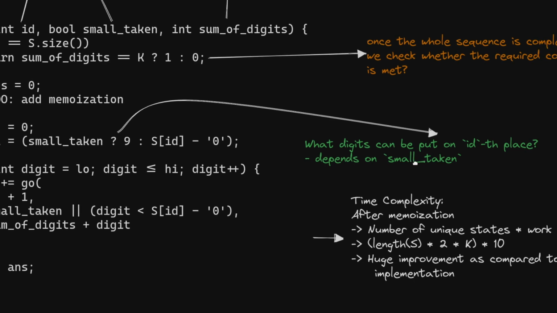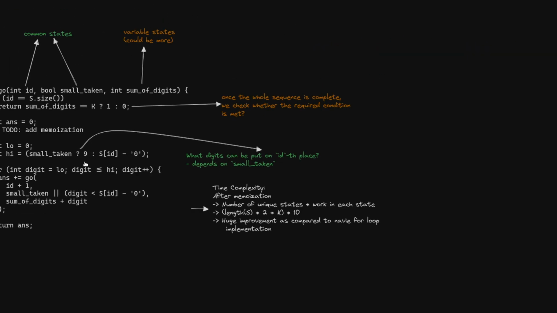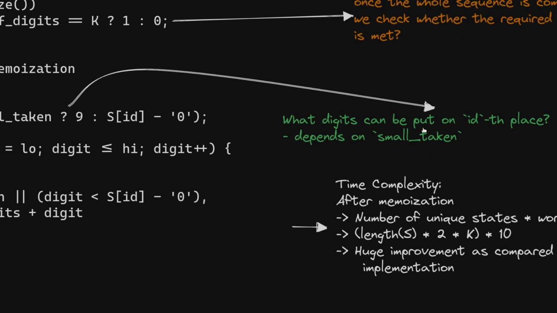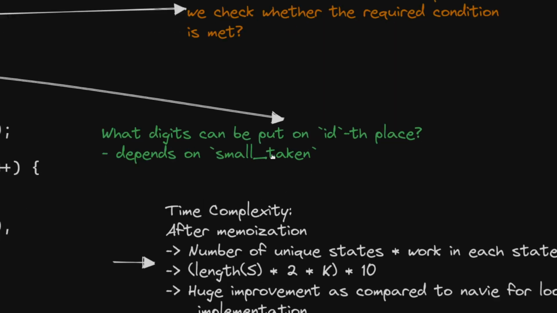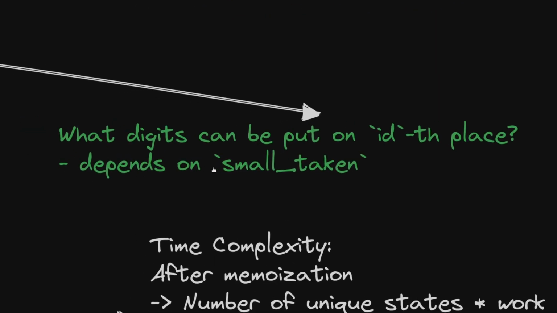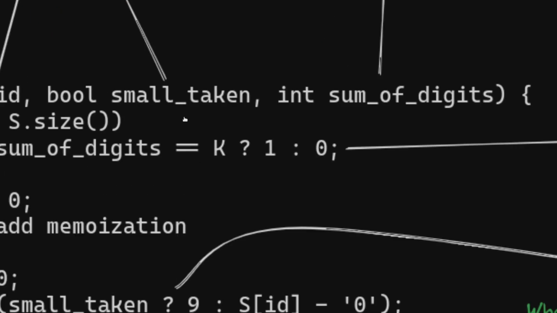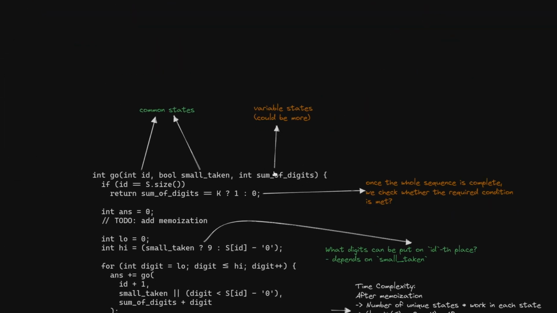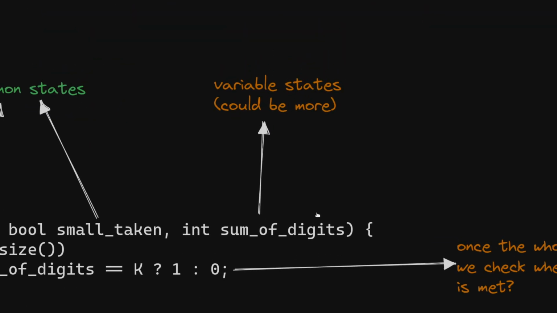So as I told earlier, this condition helps us to find out what all digits can be inserted at the ith place, which depends on this state small taken. And this state can be modified depending upon different problems.